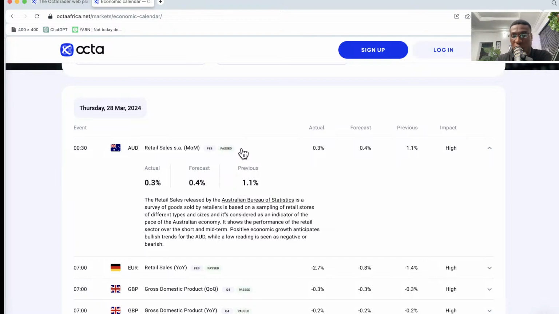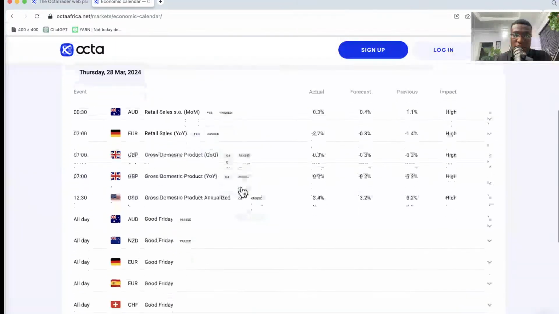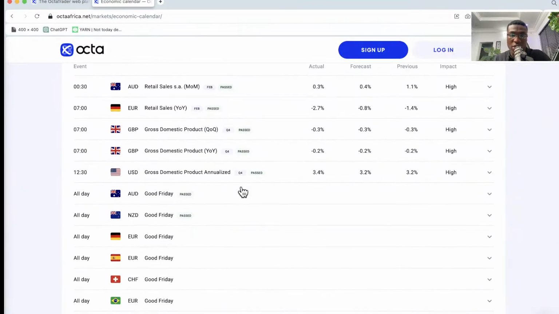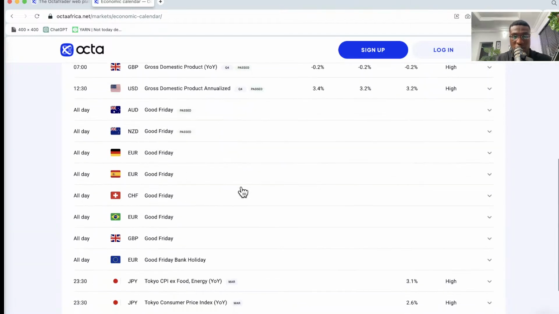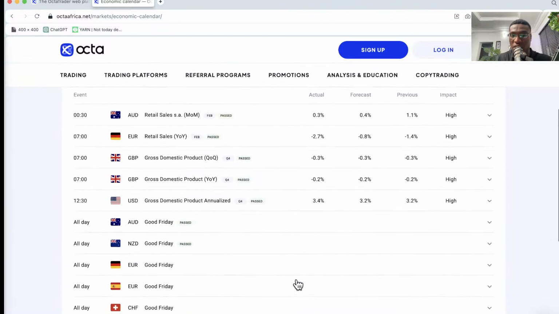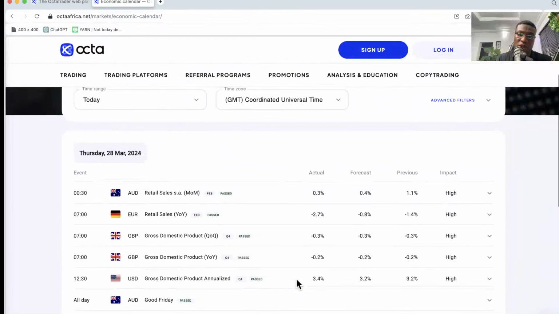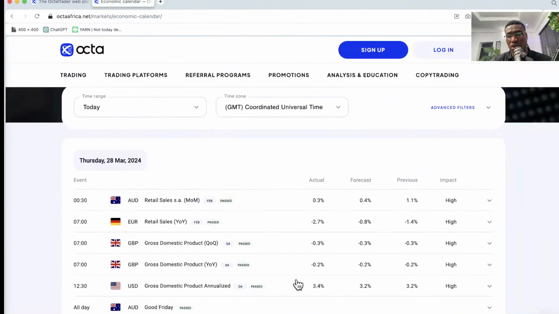Let me know in the chat, how many of us know what retail sales mean? Retail sales, if you know what retail sales mean, or gross domestic product, or CPI, let me know in the chat. These are some really important news and really important reports that traders should take note of and traders should understand. Okay, so I'm just going to briefly go ahead and explain what they mean to you guys.